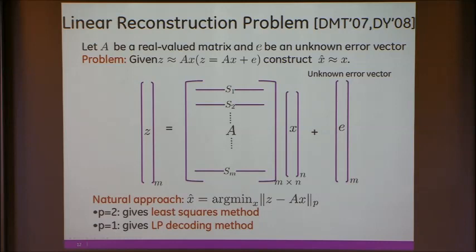And the natural approach for solving this is to look at some Lp norm minimization of this. So you take Z minus AX, put some p-norm. Standard choices are p equal to 2 or 1. When you have p equal to 2, this is known as the least squares method. And p equal to 1 becomes a linear program, so it's called LP decoding.